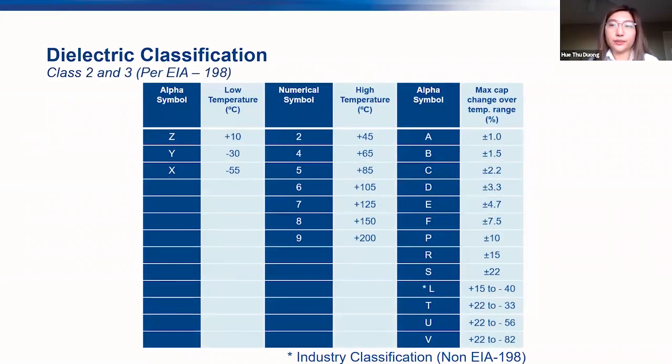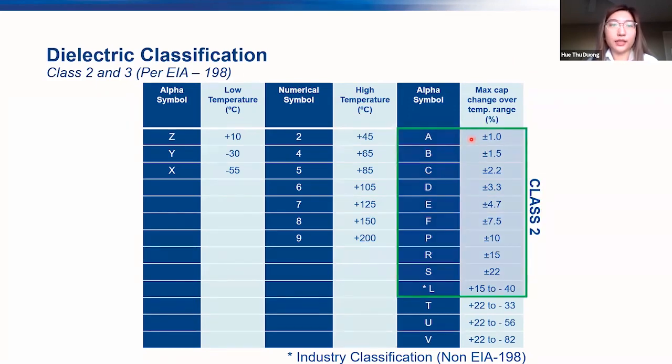Class 2 and 3 are specified differently because class 2 and 3 dielectrics are not as stable as class 1. Their capacitance change is given in percentage and not parts per million. The first character defines the minimum temperature, the second character defines the maximum temperature, and the third character will define the maximum capacitance change over that entire temperature range.